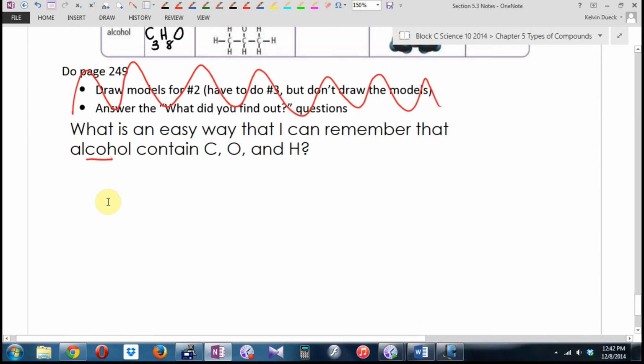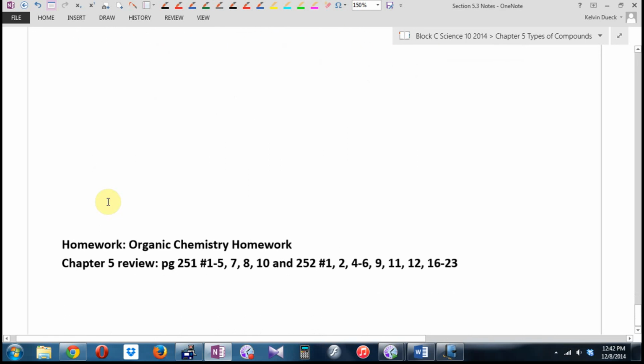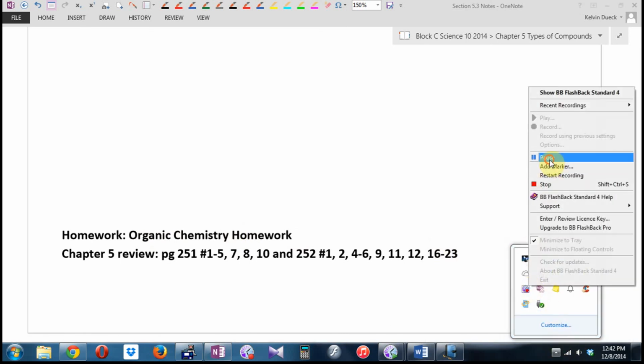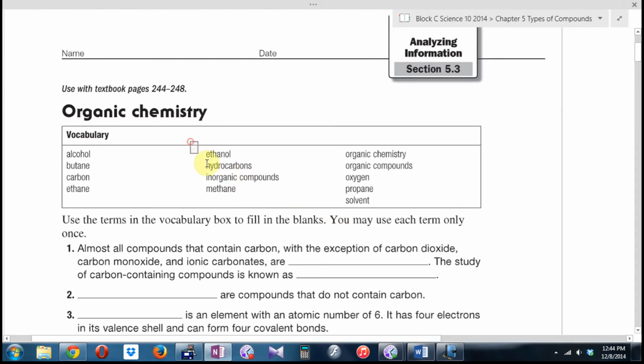I was going to do page 249, but I'm not going to bother. Instead, I'm going to modify this Chapter 5 review. First, I'm going to give you the organic chemistry homework. The words in the middle that you can barely read on your copy are ethanol, hydrocarbons, inorganic compounds, and methane. They're barely legible, but they are.